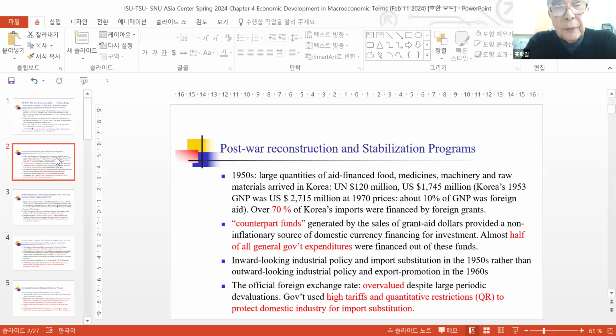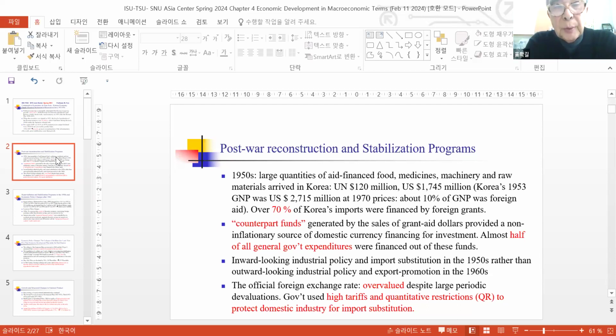Over 70% of Korea's imports were financed by foreign grants. In other words, fuel, sugar, all necessity goods, oil, all these things, 70% of Korea's imports could not be financed by export because there was almost non-existing export performance. So foreign grants, foreign aid financed about 70% of Korea's imports during this time.